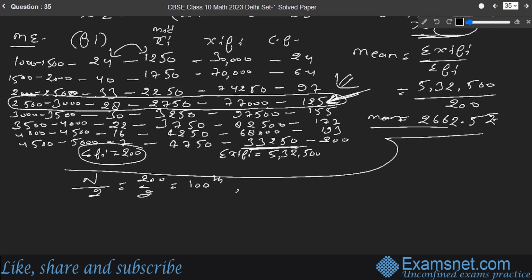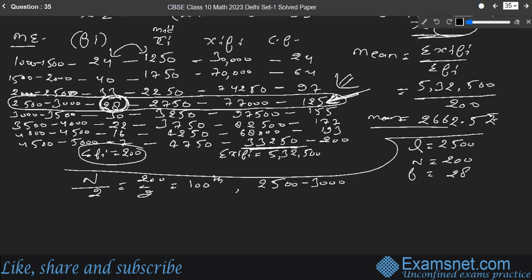And the median class becomes 2500 to 3000. From there we can find different values. The first value to find is the lower class limit, which is 2500. The next value is capital N, which we already know, there are 200 families. Next is the frequency of the median class, which is 28, visible there.